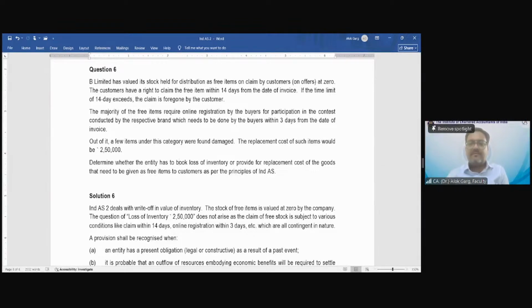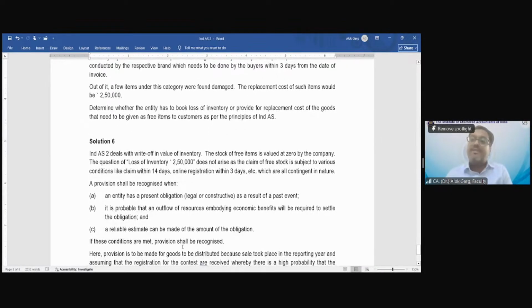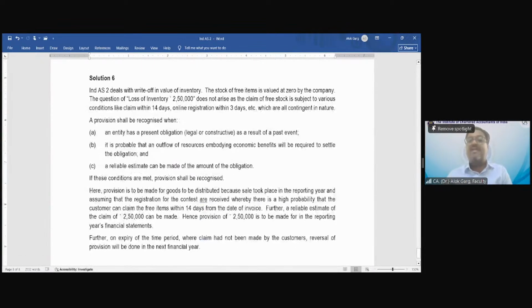So friends, Ind AS 2 deals with write-down in value of inventory. The stock of free item is valued at 0 by the company. The question of loss of inventory does not arise, as a claim of free stock is subject to various conditions like 14 days, online registration, which are all contingent in nature. But a provision can be recognized when an entity has an obligation, outflow is probable, and a reliable estimate can be made. If these conditions are met, a provision can be recognized.